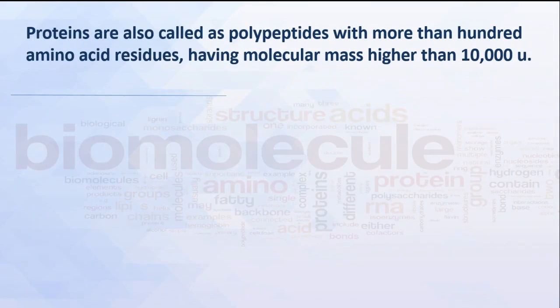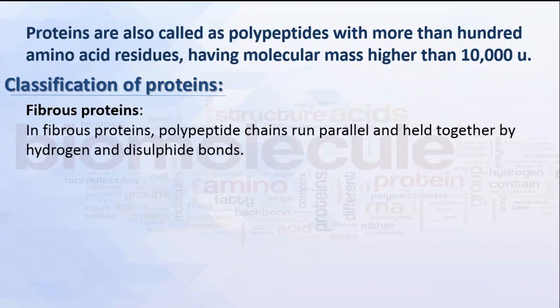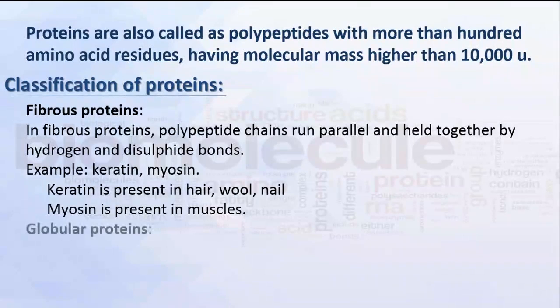Proteins are also called polypeptides with more than 100 amino acid residues, having molecular mass higher than 10,000 units. Classification of proteins. Proteins are classified generally into fibrous and globular. In fibrous proteins, polypeptide chains run parallel and are held together by hydrogen and disulfide bonds. Example: keratin, myosin. Keratin is present in hair, wool, nail. Myosin is present in muscles.